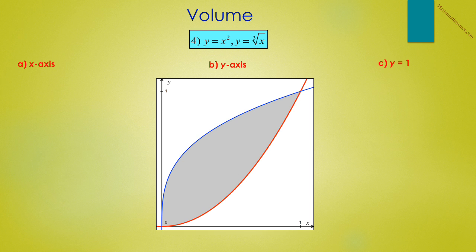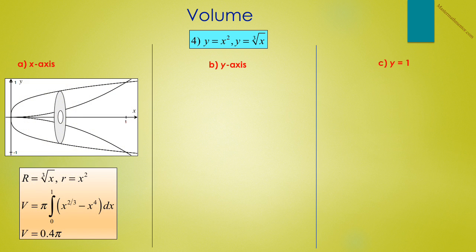Number 4 asks to rotate the region between the curves y equals x squared and y equals the cube root of x around 3 different lines. We draw the curves and show that they both go through the points (0, 0) and (1, 1), and the area in gray is clearly defined.